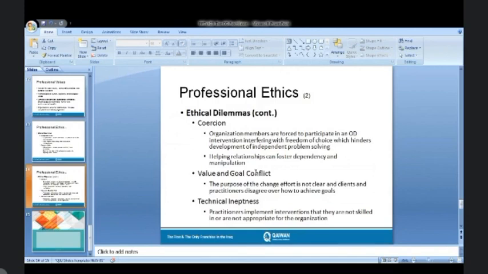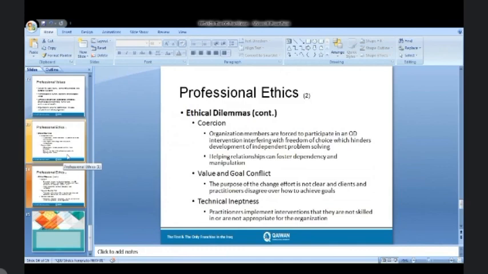This is when the value and the goal of each party are not clear, then a clash between the values and the goals will take place. Technical incompetence is when the practitioners are trying to implement interventions in which they are not skilled, or which are not appropriate for the organization. So these are the ethical issues involved in the OD profession, students.